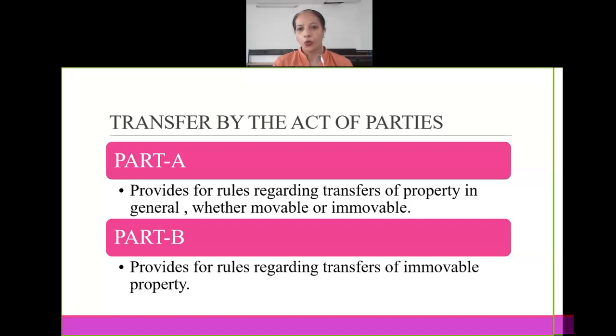Now students, we know that Part A deals with the rules regarding transfer of property in general. In general, in the sense that whether it is movable or immovable, there are certain rules which need to be complied with for the successful completion of transfer of property between living persons. Part B is more specific in nature. It more specifically deals with the rules regarding transfer of immovable property only. Now students, you have to keep it in mind: Part A deals with the transfer of property, be it movable or immovable, whereas Part B deals only with the rules regarding transfer of immovable property.